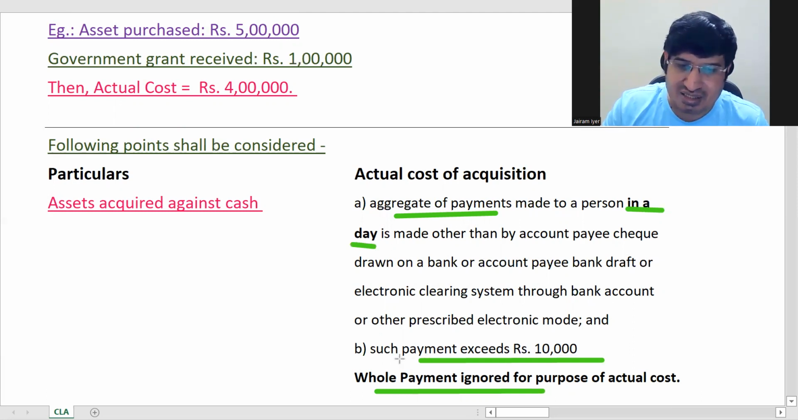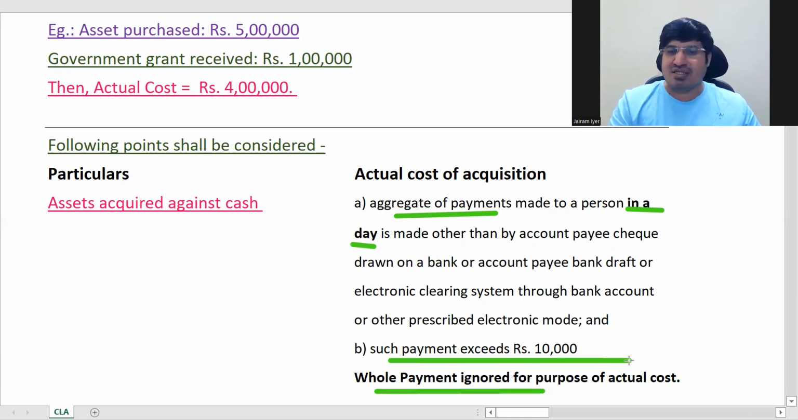Seeing whether the payment exceeds 10,000 is just to examine. It's not a basic exemption limit, where up to 10,000 will be counted. It's not like that. It's only if the payment is exceeding 10,000. This is only to examine. If your payment is, say, 20,000, it has exceeded 10,000, correct? So it has failed your examination. So the entire 20,000 will be excluded from your actual cost of acquisition.